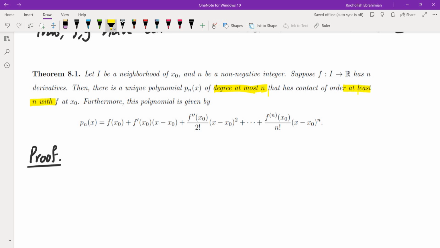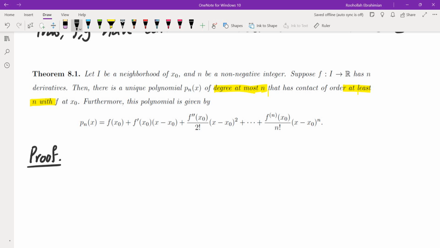And in fact, we have a formula for that polynomial. It is f of x0 plus f prime of x0 times x minus x0, plus f double prime of x0 over 2 factorial times x minus x0 squared, all the way to f^(n) of x0 over n factorial times x minus x0 to the power of n. So we're going to prove this one.